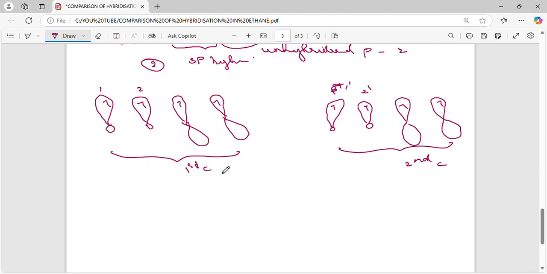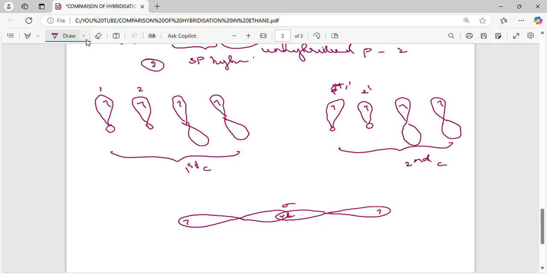Now these hybridized orbitals will be merging, or undergoing orbital overlapping. First, 1 and 1 dash will combine. This is 1 and this is 1 dash. Because of that, the electrons will undergo pairing. It gives a sigma bond, the carbon-carbon sigma bond. Now each carbon has one more hybridized orbital, numbered 2 before, and for the second carbon, 2 dash. So now I have drawn 2 and 2 dash of each carbon.